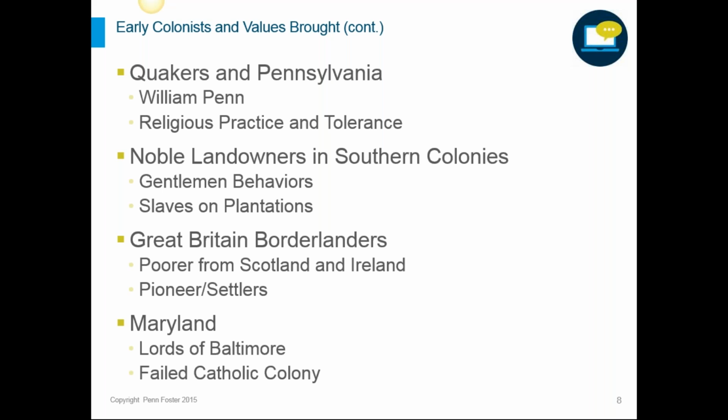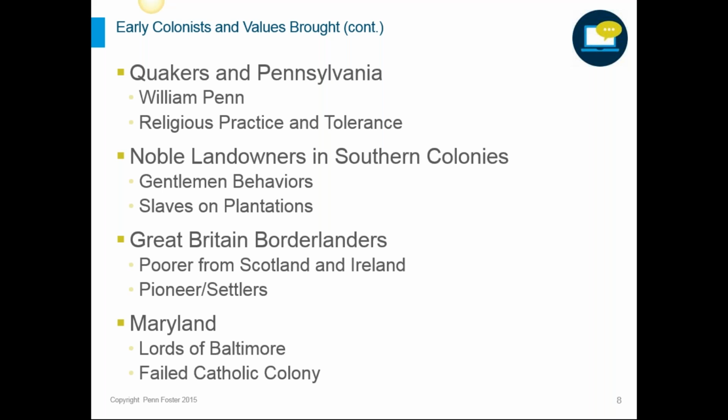And then we see the colony of Maryland set up by the Lords of Baltimore from England as a Catholic colony. It's essentially a more failed colony, because as more Protestants move into Maryland, there is immediate conflict. Even though Lord Baltimore and John Calvert, who is one of the main governors of Maryland, try to be tolerant, they try to allow Catholics to practice their own way and have their own churches, there is immediate conflict.